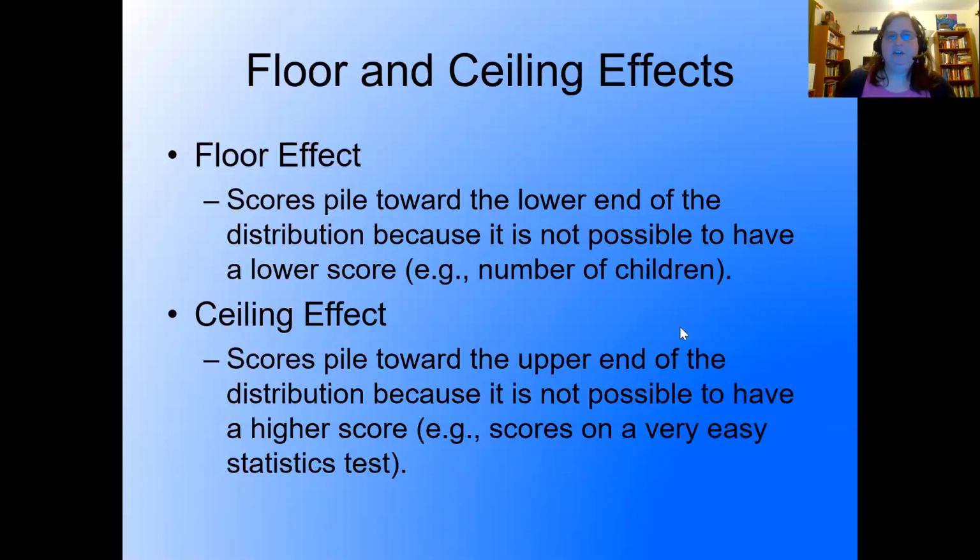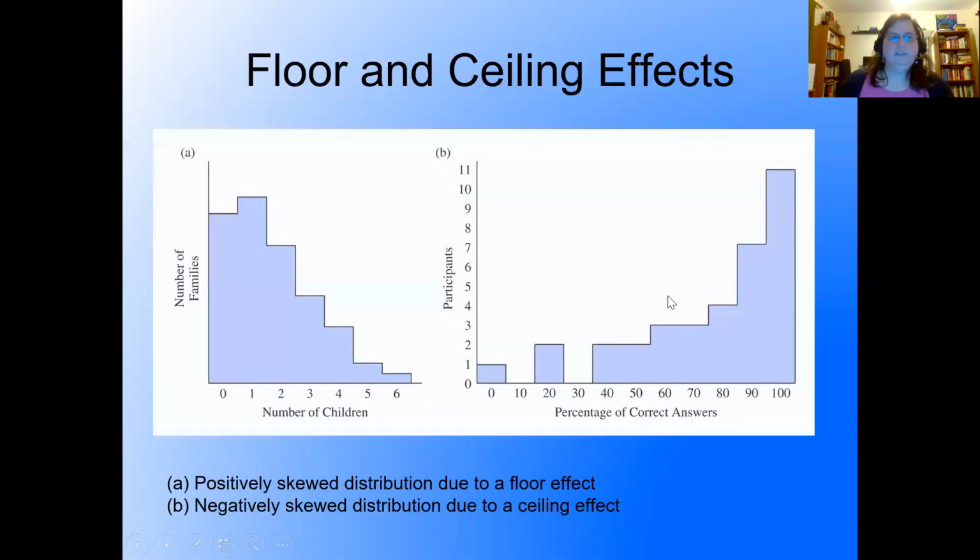So let's take a look at these. Number of children. See how it's got this floor effect right here? All the zeros, ones, and then we slowly decrease our frequency as we get larger in terms of number of children. Whereas we have the opposite, the ceiling effect here with percentage of correct answers. Most people getting 100, less getting 90, drop at 80, etc.